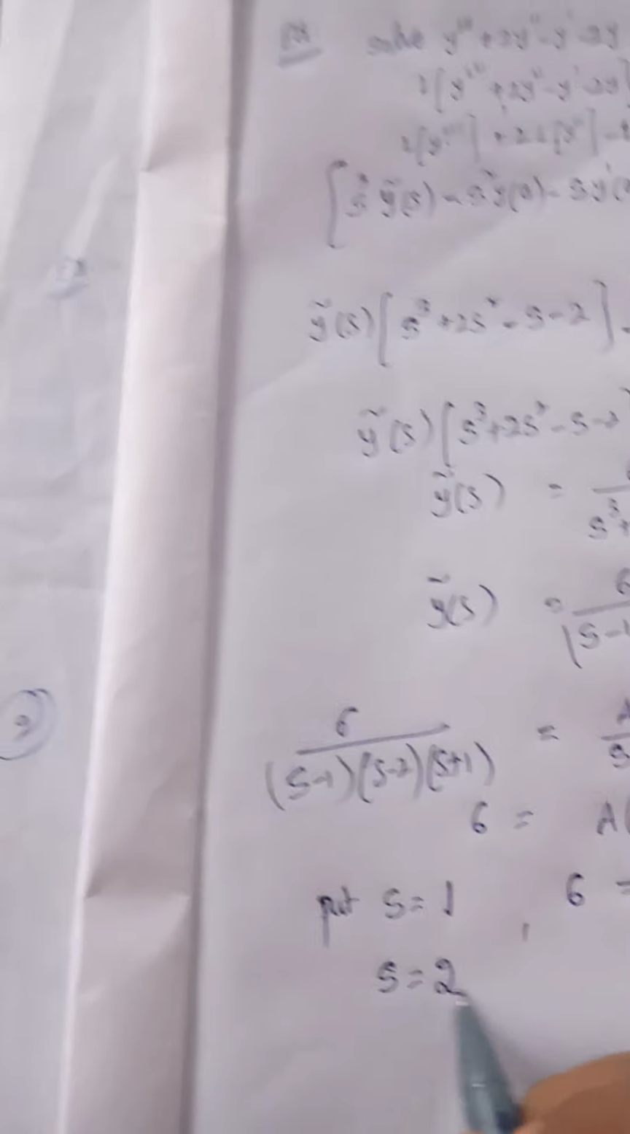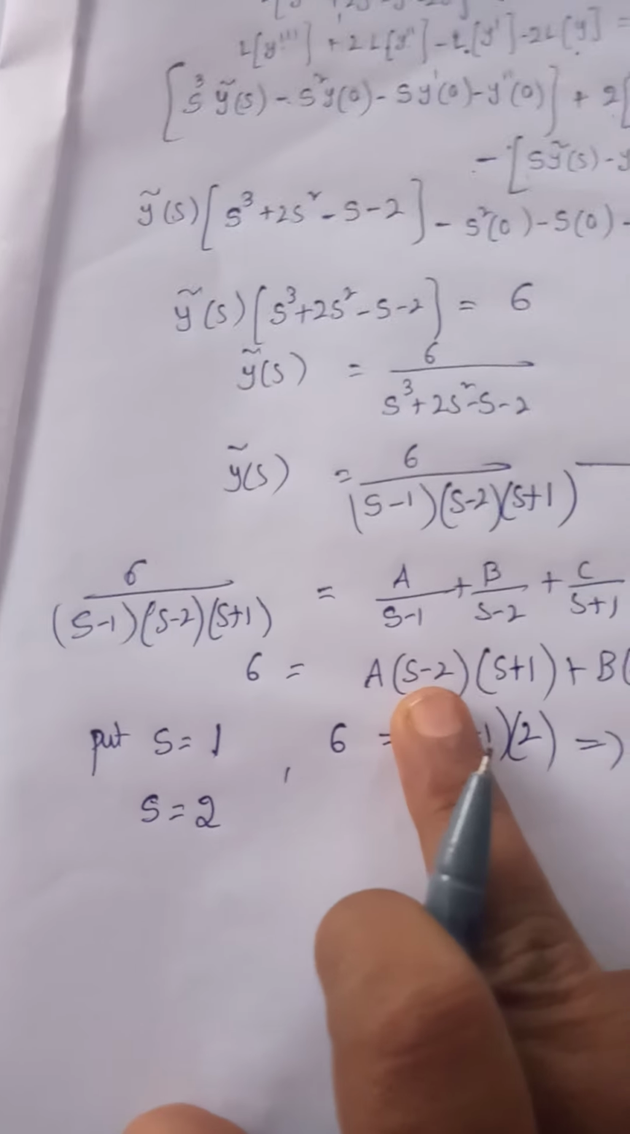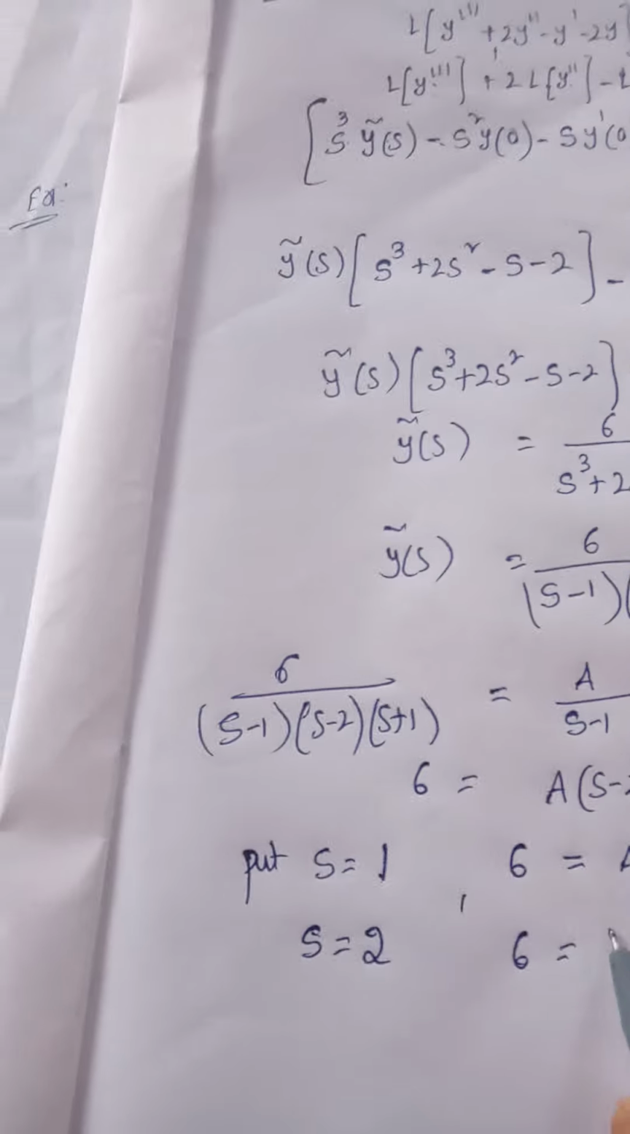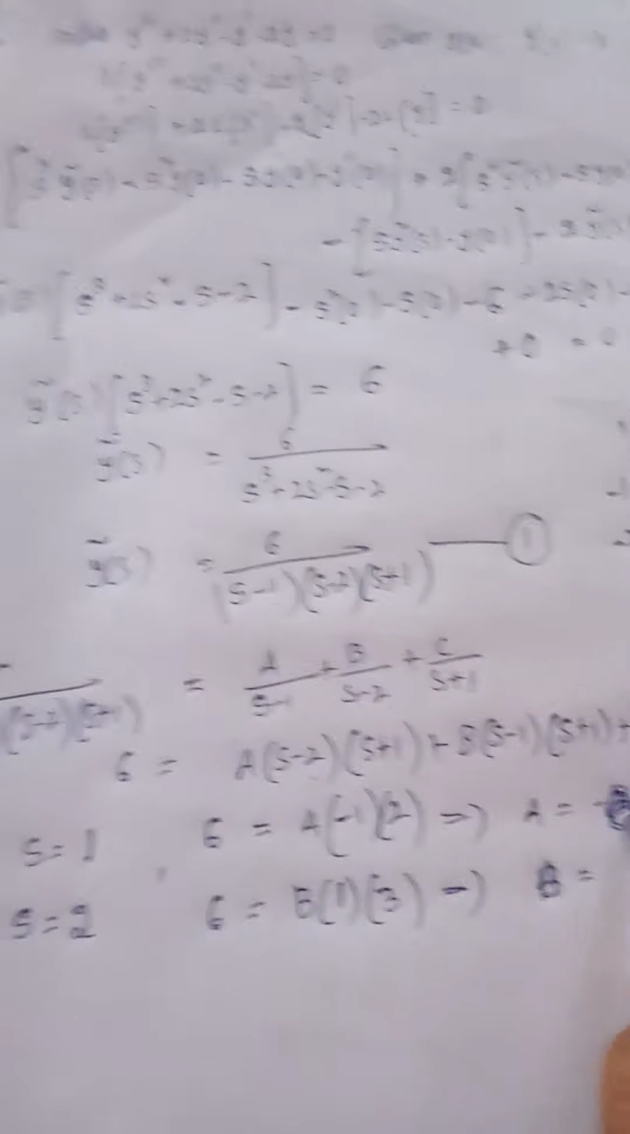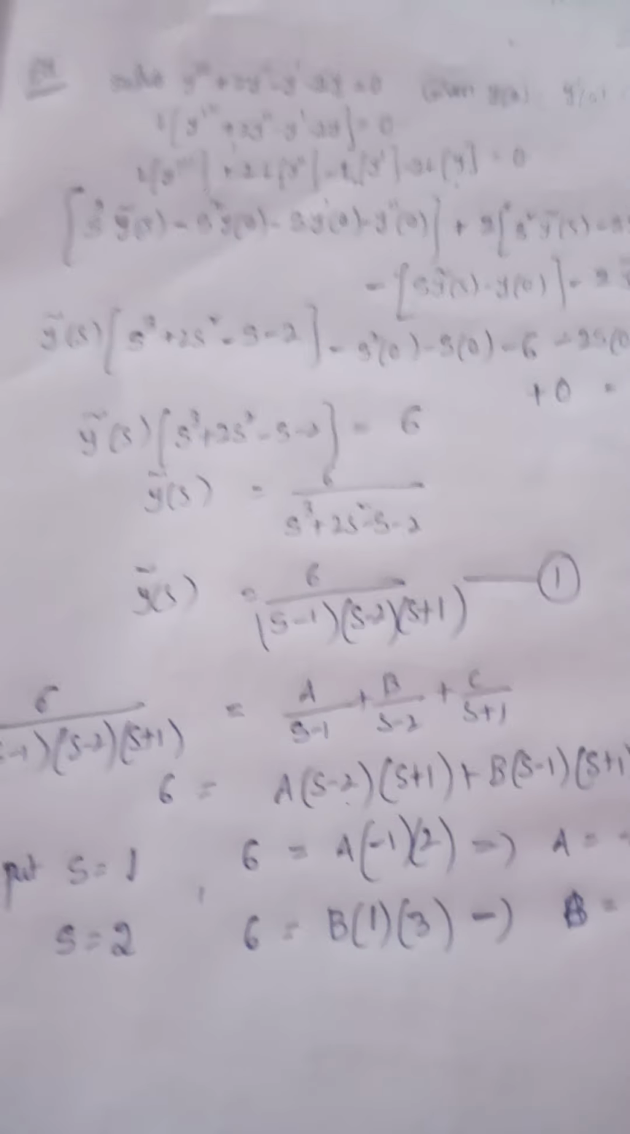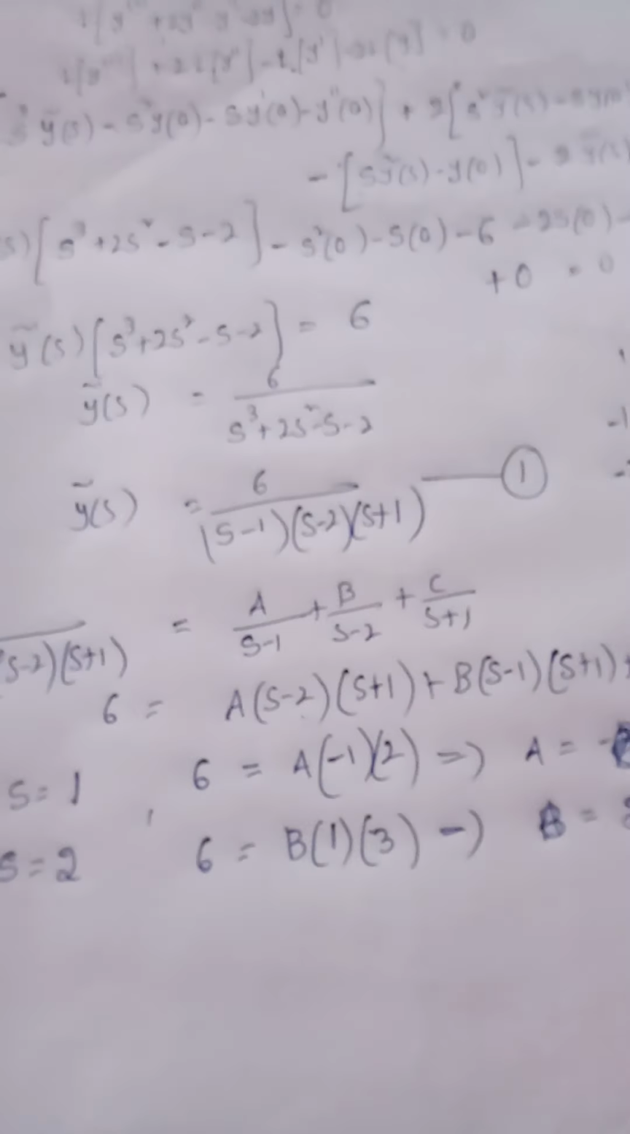You can put s is equal to 2. The A coefficient value is 0 and the C coefficient value is 0. So 6 is equal to B into 2 minus 1, 1, 2 plus 1, 3. That is B is equal to... sorry, here minus 3, this is 2.